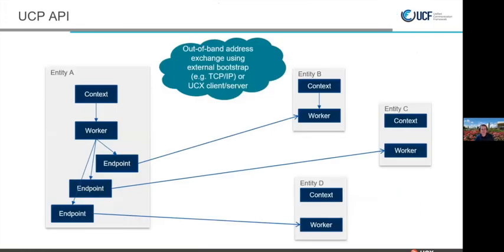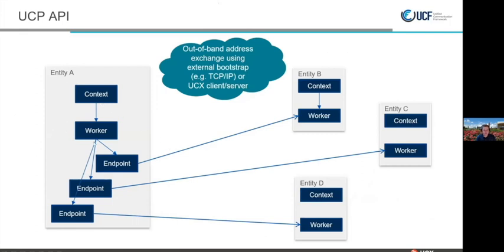Okay. So we know this is kind of abstract, so we try to draw a figure to put this in a little more visually. I mentioned there's some out-of-band address exchange that typically happens, via some UCX client server or something like a tag send receive over TCP/IP. But we have four nodes. We're calling entity A through D. Entity A creates a context. So does B, C, and D.